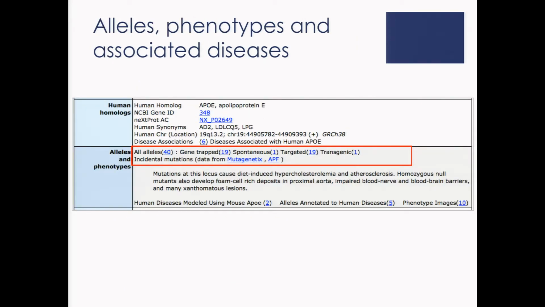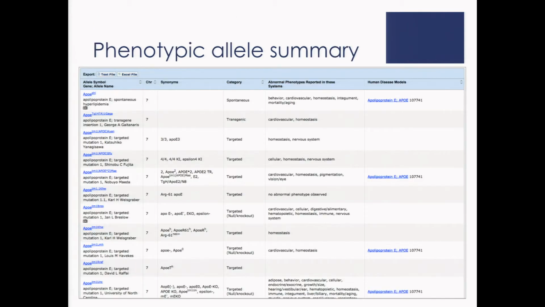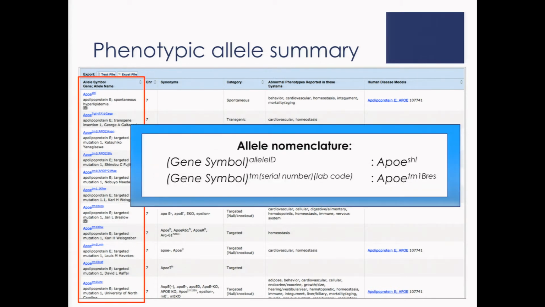So if we return back to the alleles and phenotypes section on a gene detail page, and click on that 40 for all alleles, you'll see a phenotypic allele summary. Here you've got the first column with the allele symbol. You'll notice the allele symbol takes the gene symbol and adds a superscript. For spontaneous mutations or historical mutations, often that will just be an allele ID. In the case of targeted mutations, they take the format of superscript TM1 or TM followed by a serial number, and then a lab code such as ApoE TM1 BRCS.